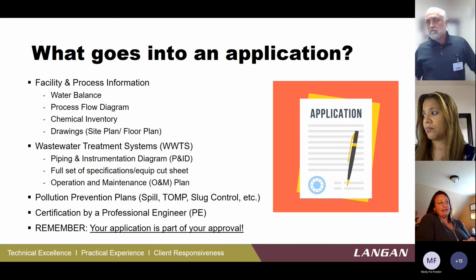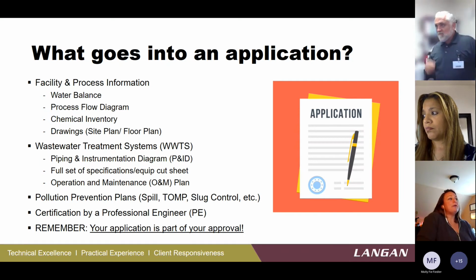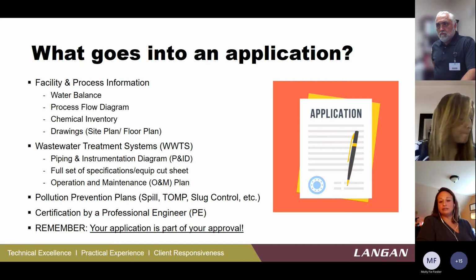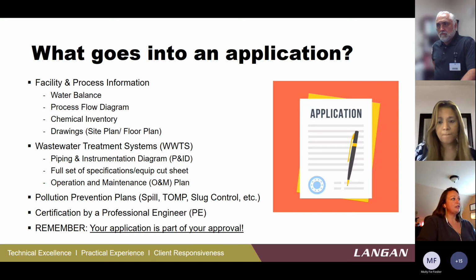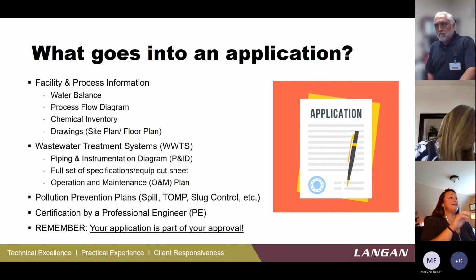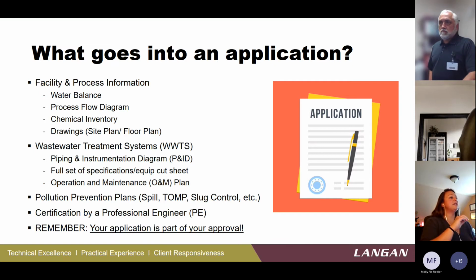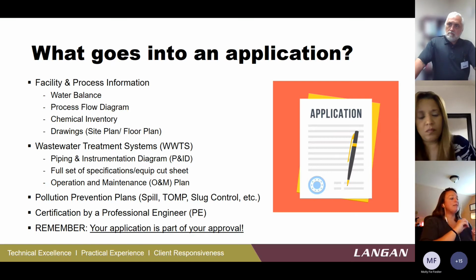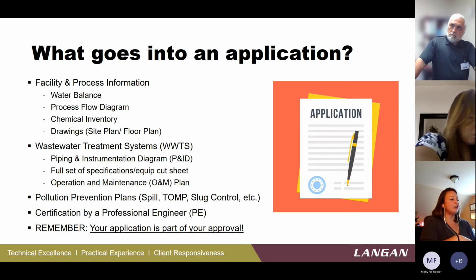So what goes into the application? The general permit varies based on what permit it is, again, what state you're in, but they're usually pretty streamlined. This list is more geared towards an individual permit application. So you have your facility and your process information. You're going to be required to submit that water balance, those process flow diagrams, your chemical inventory, and then site plans and floor plans, so your facility drawings.